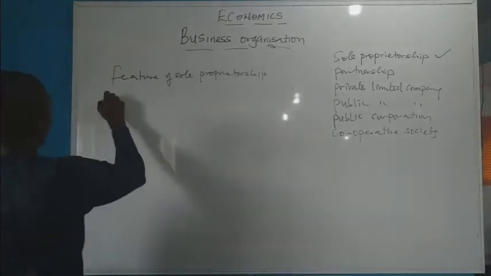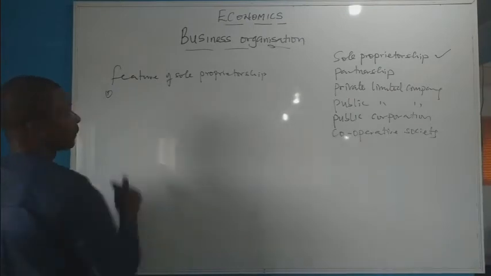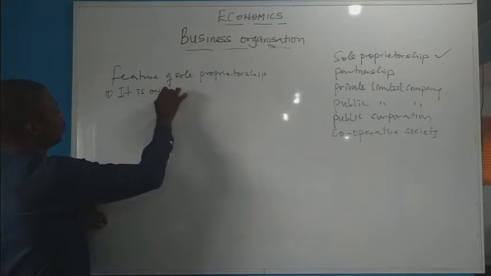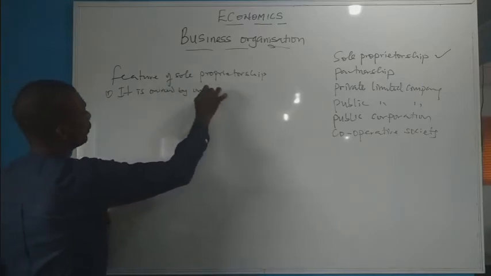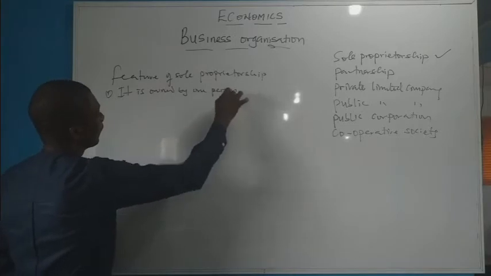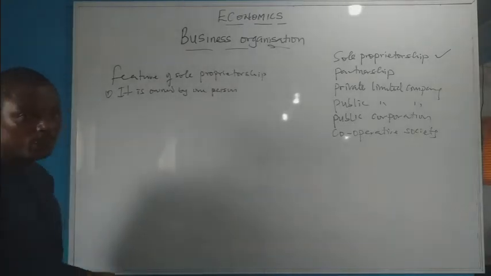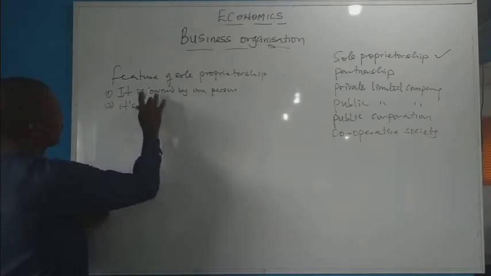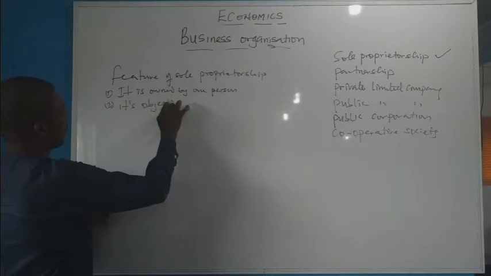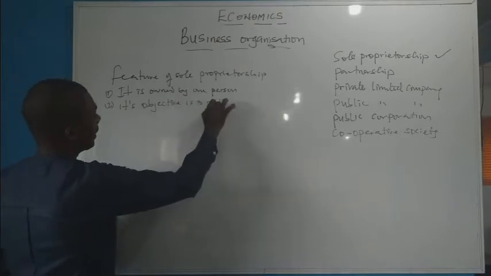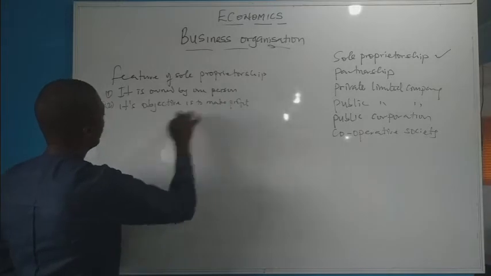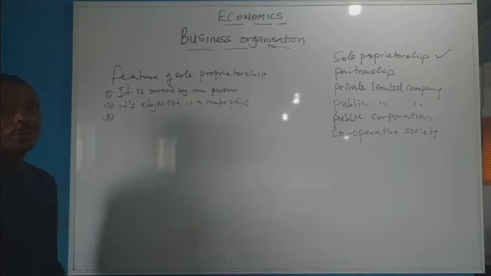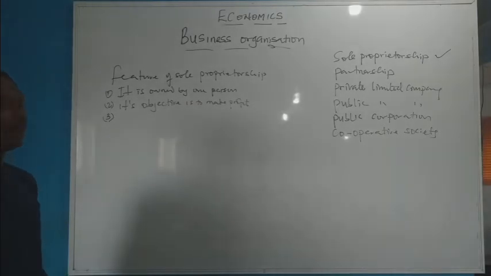Features. Number one, it is owned by one person. The ownership is owned by one person. Two, its objective is to make profits. Three, it has unlimited liability.